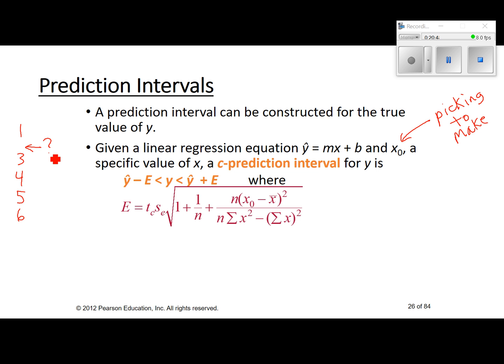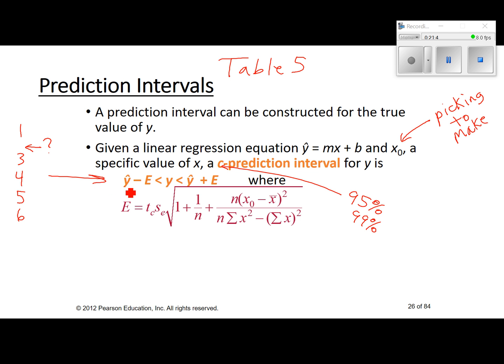For a specific value of x, a c prediction interval. c is going to stand for our percentage, and we're going to use like 95% or 99%, and so on. This is going to use the t distribution chart that I will hook to Moodle also to make sure you have it. It's also in the back of your book and in the packet that you should have somewhere. It's table 5, I think, is what they call it. That's where the 95% and the 99% comes in, and we've done these before with our intervals.